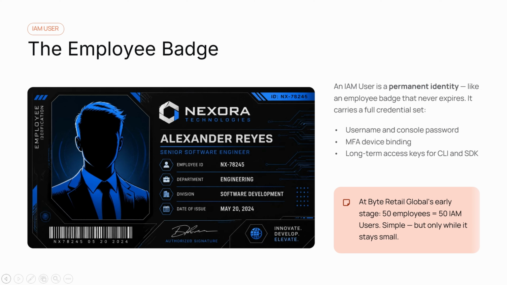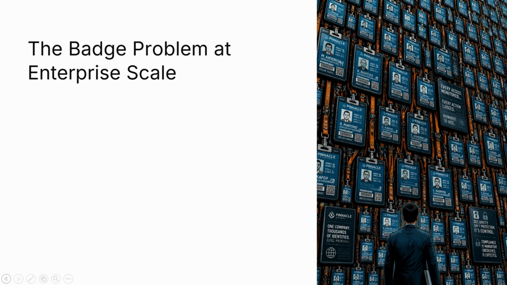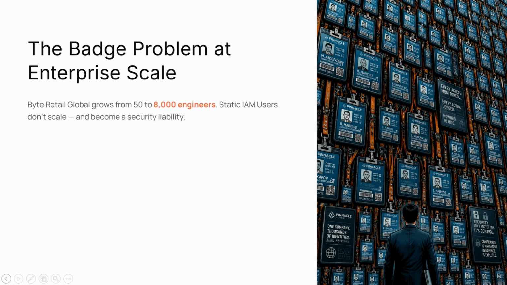For a small company with only a few employees, this model works well. If Byte Retail Global has 50 engineers, creating 50 IAM users is simple and easy to manage. But as the organization grows, this approach quickly becomes difficult to scale. And that's the challenge we'll explore next. Now imagine Byte Retail Global grows from 50 employees to 8,000 engineers across multiple countries. Managing individual IAM users suddenly becomes a massive operational challenge.